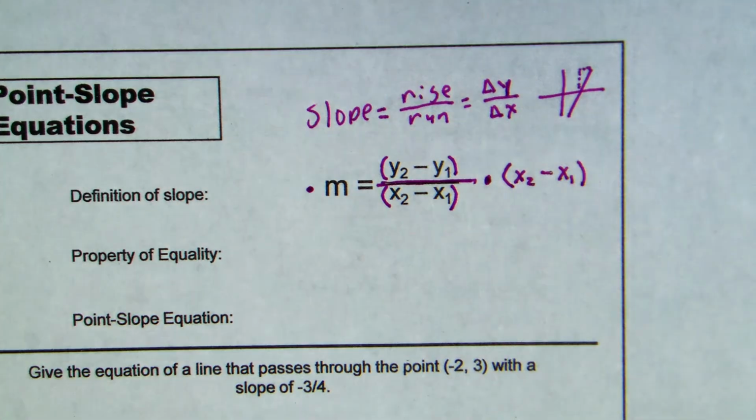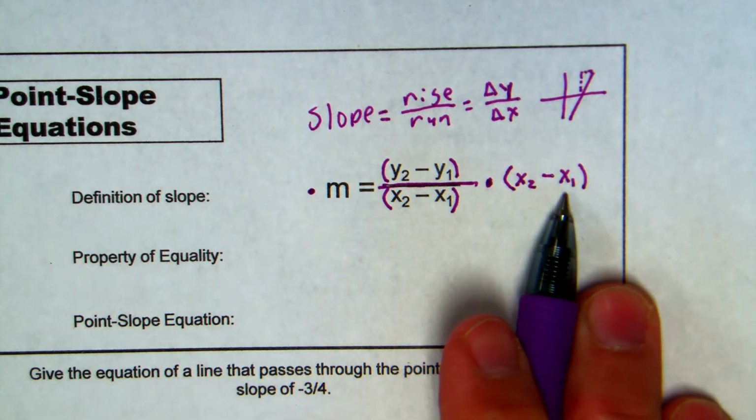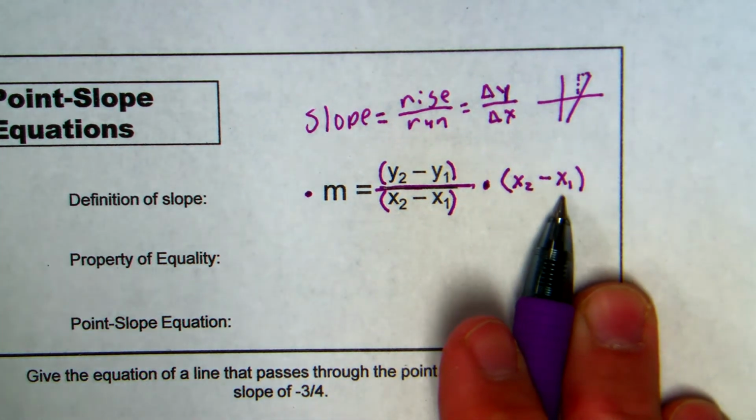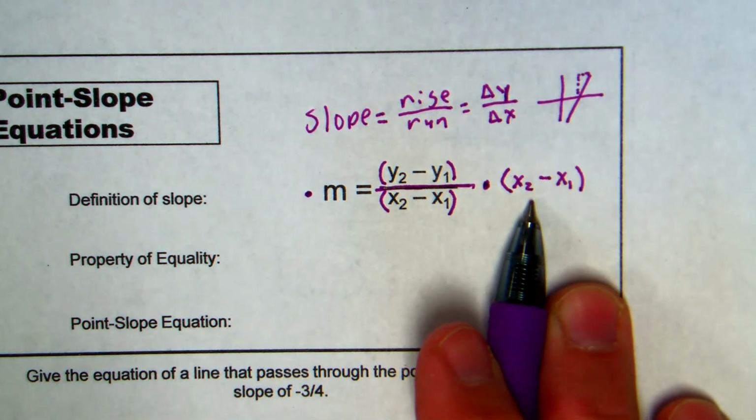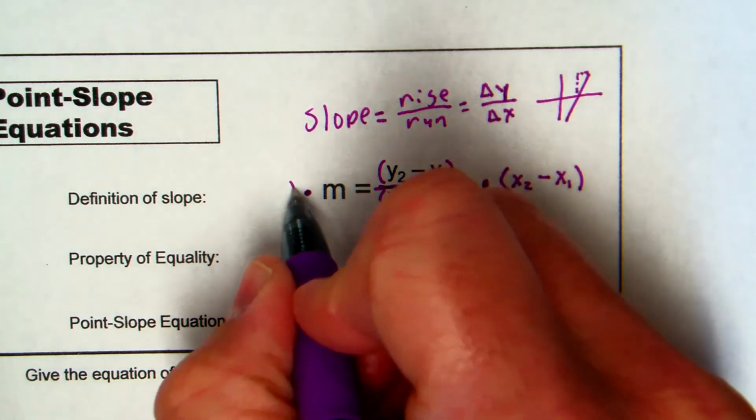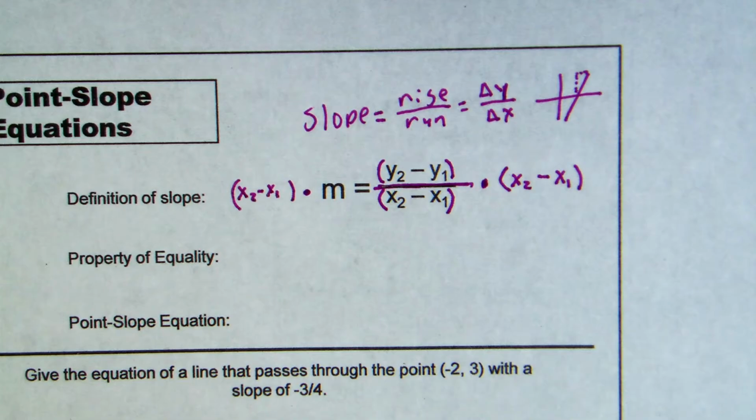Now, some of you are saying, well, that's not a number. It actually is a number. I just don't know what the number is. If I knew what x1 was and I knew what x2 was, then I could subtract those and come up with a number. Regardless of what number that is, that's the number I want to multiply by. And if I do it on one side, I have to do it on the other as well.